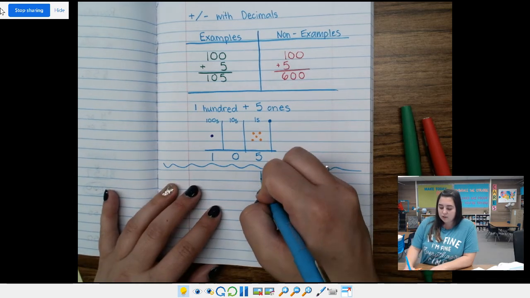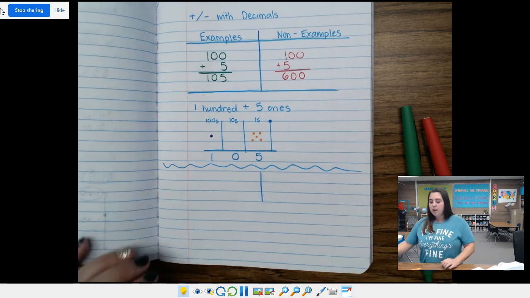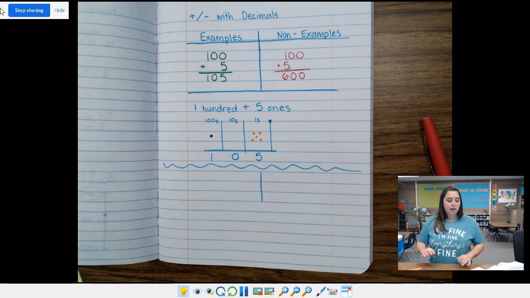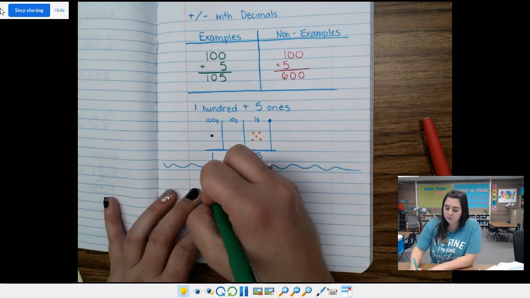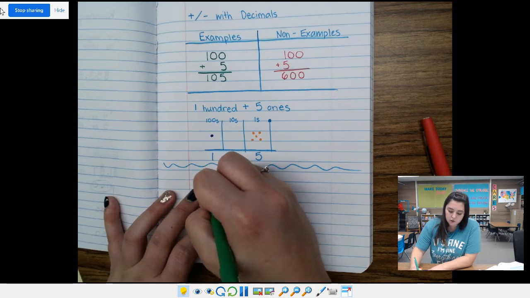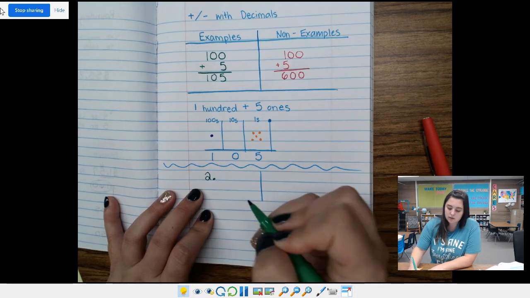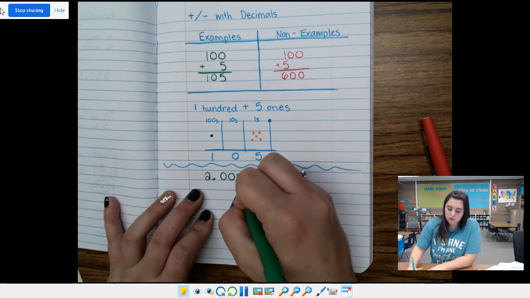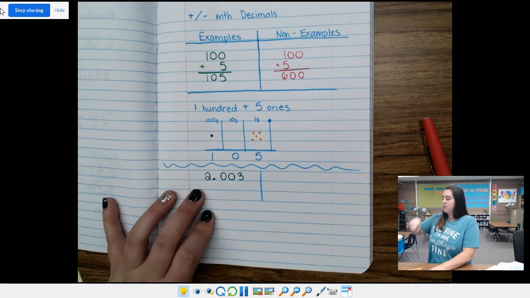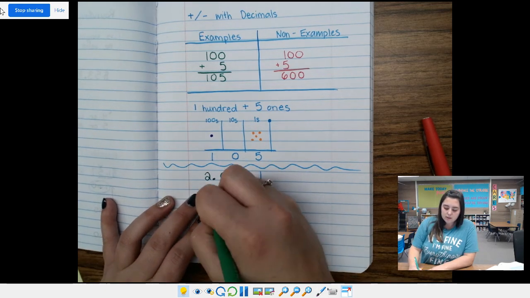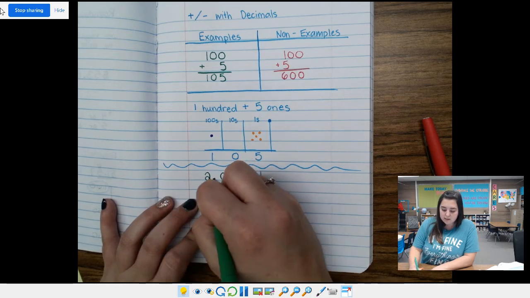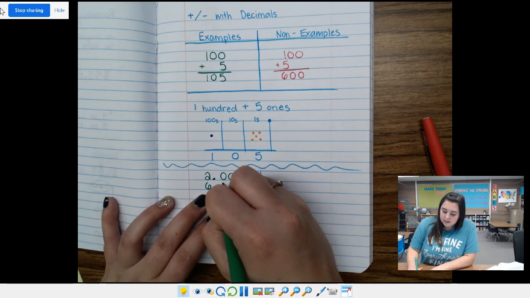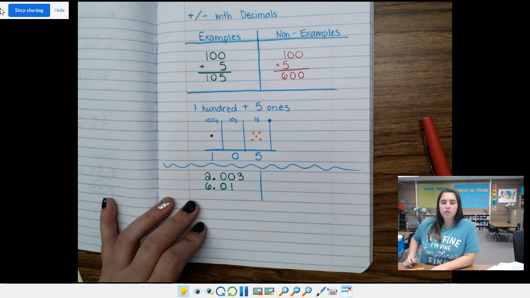So in this, again, I'm going to draw just a little line. And I'm switching back to green because this is my example, things I should be doing. And make sure you write exactly how I do. So let's start with doing 2 decimal 0, 0, 3. And 6 decimal. And notice my 6 is right under my 2. My decimal is right under my decimal. And let's add 0, 1. Make sure yours is written just like that.